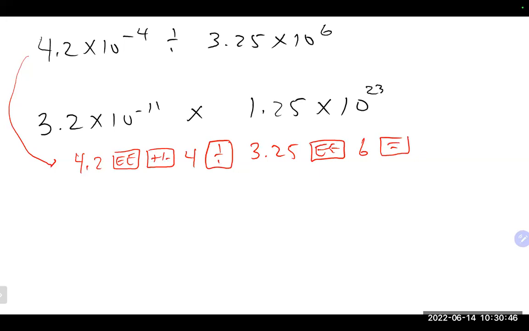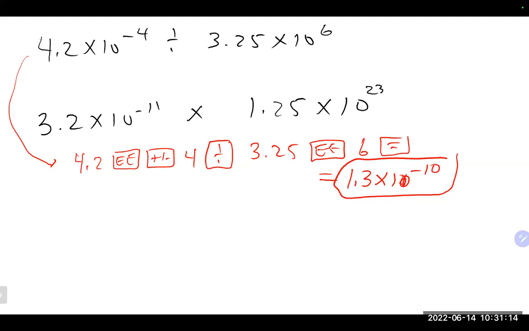Obviously, if you had that other button that we just talked about, you need to put some parentheses around everybody there when you're doing it. 4.2 exponent -4 divided by 3.25 exponent 6. Going to give you 1 point, I'll call it 3 times 10 to the minus 10 in this particular case. Any questions on that one there?